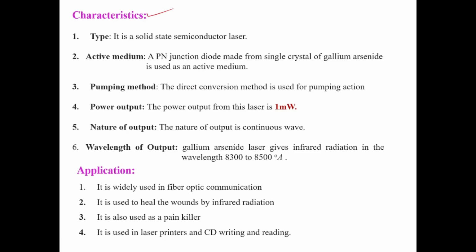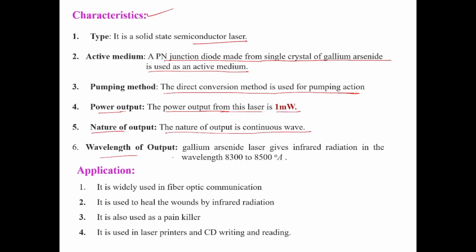semiconductor diode. It is a solid state semiconductor laser. A PN junction diode made from a single crystal of gallium arsenide is used as the active material. The direct conversion method is used for pumping action. Power output: the power output from this laser is around 1 milliwatt only. Nature of output: continuous wave nature. Wavelength around 8300 to 8500 angstrom.